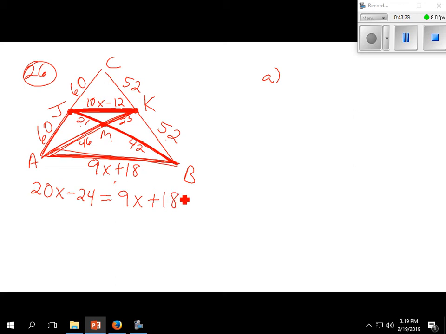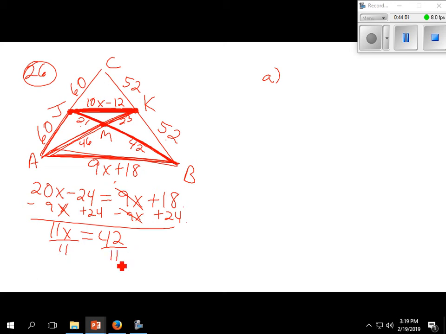I'm going to solve this pretty quickly. Subtract 9x on both sides. We end up with 11x. I'm going to go ahead and add 24 to both sides. We end up with 11x, those cancel out. 18 and 24 give us 42. Divide both sides by 11. I hope I didn't confuse you when I did two steps at once there. Just didn't want to mess around.